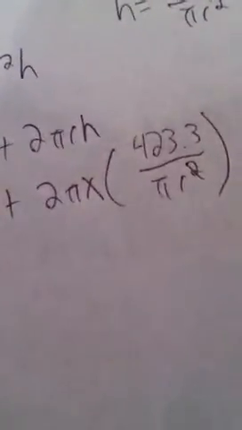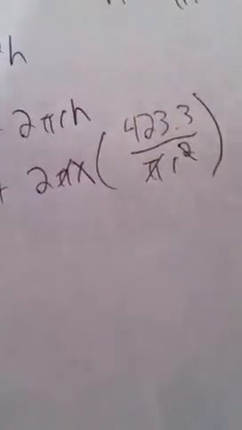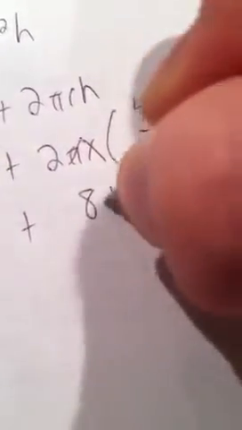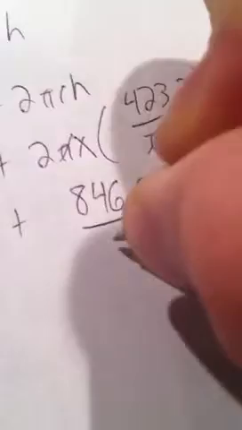Now let's cancel this so we don't have to differentiate that annoying bit. The r cancels with one of the r's here. The pi's cancel. And then I'm just going to multiply 2 times 423.3. So I'll rewrite this: 2 pi r squared plus 2 times 423.3 is 846.6 over r, because we still have the r up there.